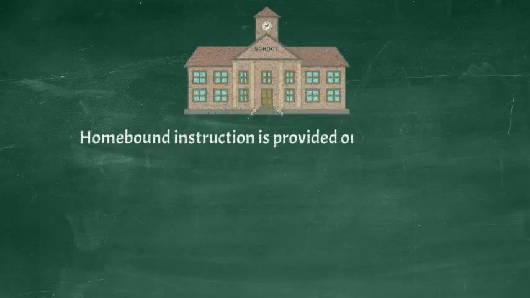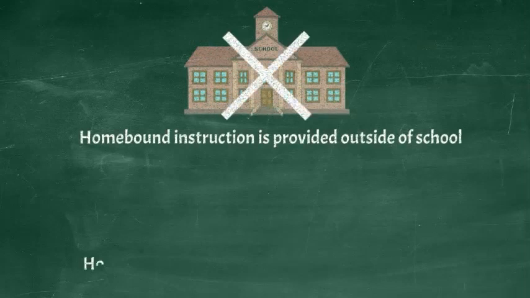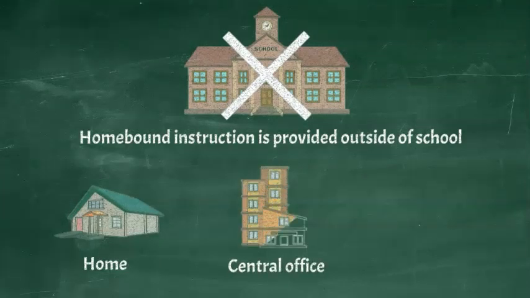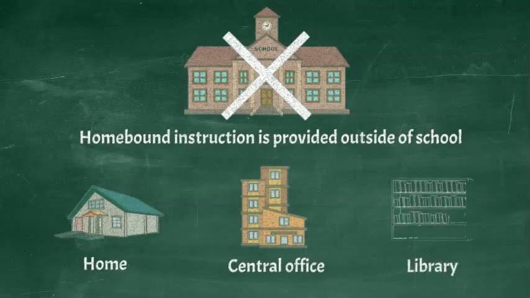Homebound instruction is instruction provided in a setting outside of school for students with disabilities. Homebound services are usually provided in the home, but are sometimes provided in other settings like the central office for the school district or the local library.